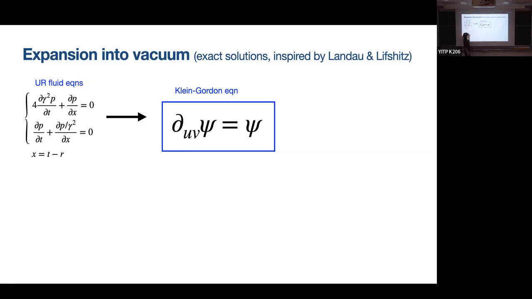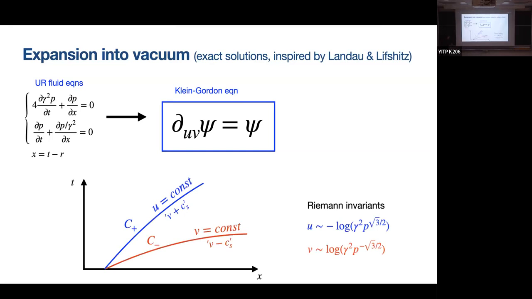Now, this psi, which I will not get into, is some non-intuitive combination of the Lorentz factor, the pressure, the time, and x. It's not intuitive, so I will not get into it. But the base of this equation, u and v, the independent variables, are actually important. So these u and v parameters are actually the Riemann invariants of the problem.